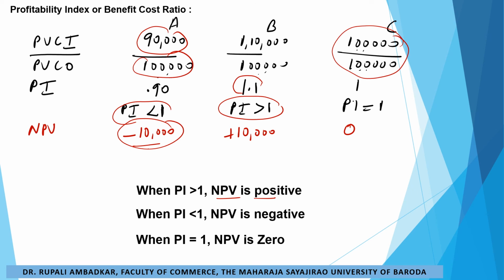So there is no benefit, because the benefit to cost ratio is equal to 1. Naturally, when PI is greater than 1, the project is profitable. When PI is less than 1, the project is not profitable. And when PI is equal to 1, we can be indifferent. Whether we accept or reject, it is not going to matter.